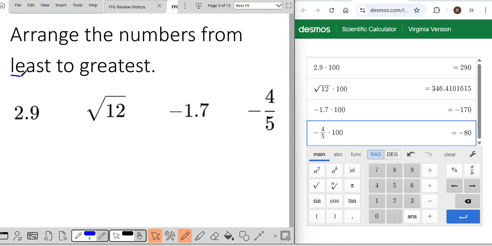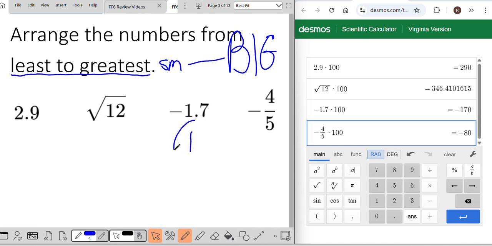So this is telling us they want us to arrange from least to greatest. That means we're starting with small and we're going to big. I write that for myself just so that I don't forget. If we're starting at small, we're definitely starting with those negative numbers. And the bigger the negative, the smaller it is. So negative 170 is going to be our smallest number.